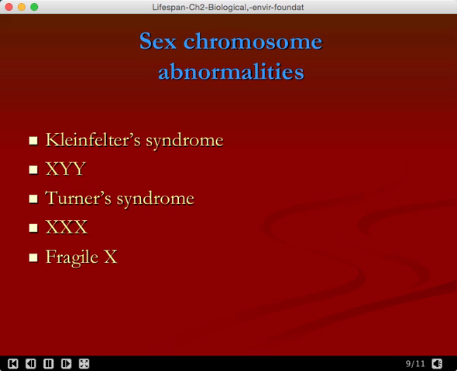XYY is rarer. This is 2 Y's and 1 X. There's no name that goes along with this one. Victims are unusually tall with low IQ, and they're prone to acne. XO is called Turner's syndrome. There is only 1 X chromosome.